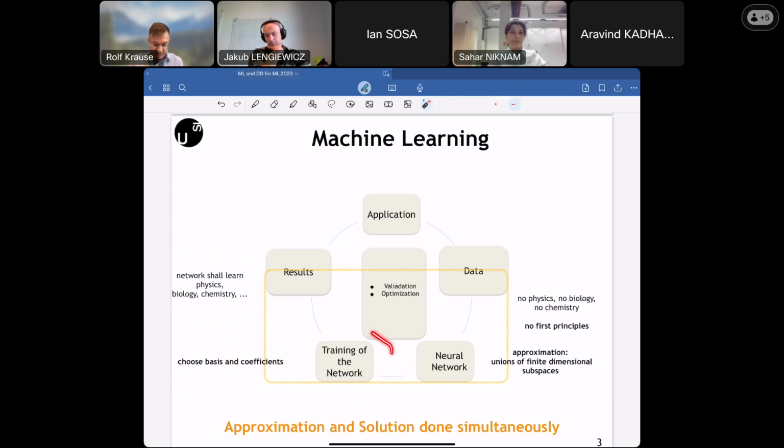And then you hope that your network magically has learned physics, biology, chemistry, whatever was the underlying problem. So while you do the training, you do approximation and solution simultaneously. And this means you do not know exactly what is happening. And in general, for most modern networks, you have a heavy overparameterization.